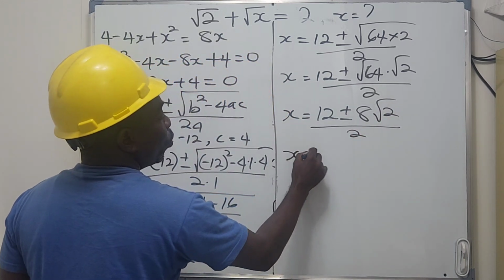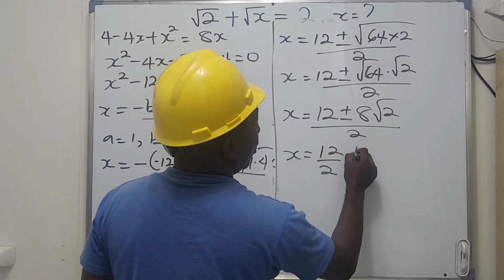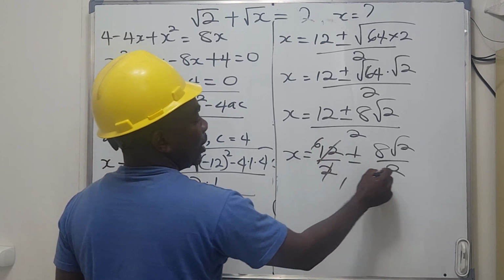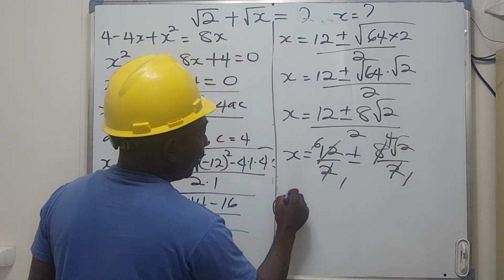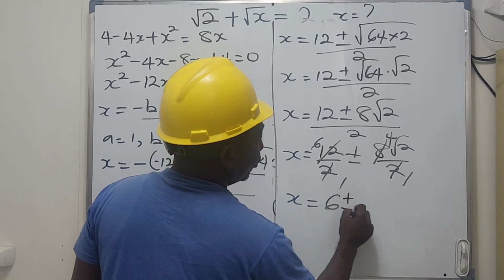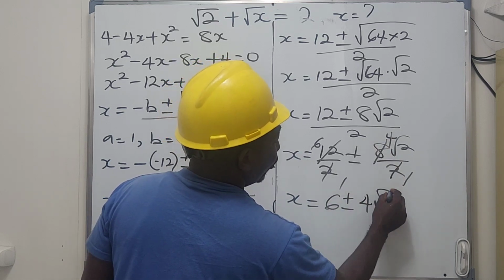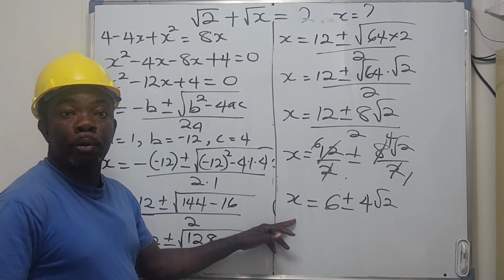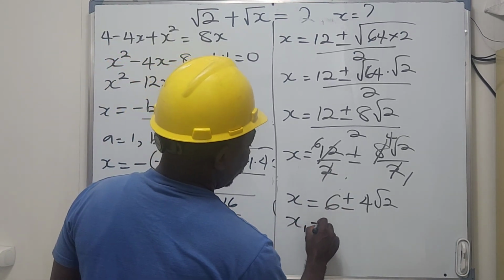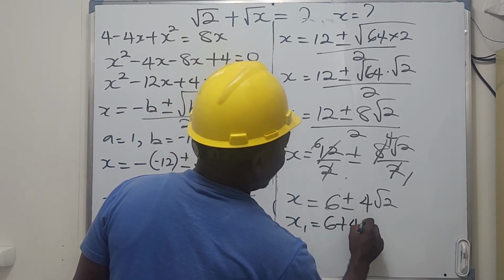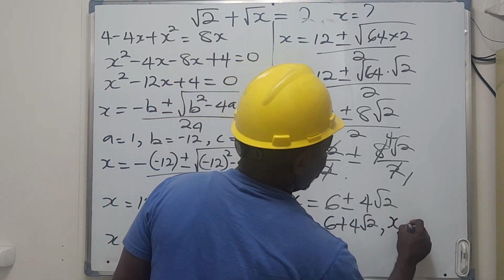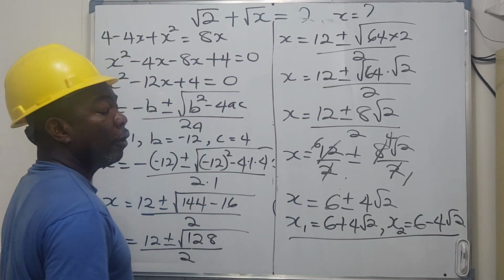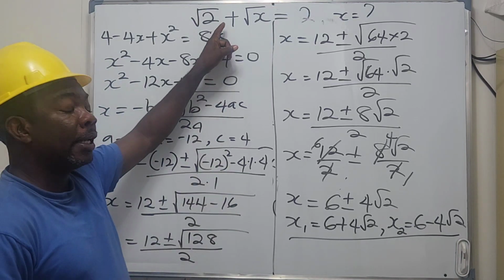We can separate this, where x will become 12 all over 2 plus or minus 8 root 2 all over 2. 2 cancels here and 2 cancels here, we have 6. 2 cancels here and here, 4. So the value of x will become 6 plus or minus 4 root 2. So this is the value of x that we have, and you have two solutions from here, where our x1 will become 6 plus 4 root 2, and our x2 will become 6 minus 4 root 2. So these are the values of x that we have, and they satisfy this expression.